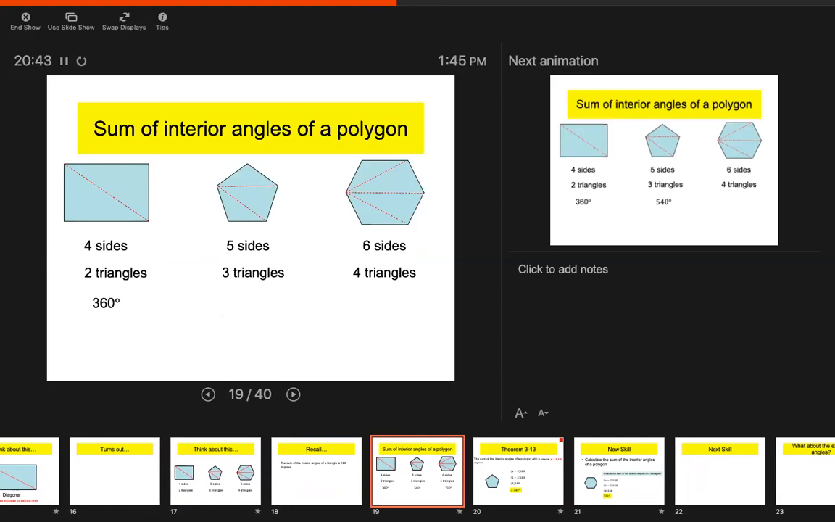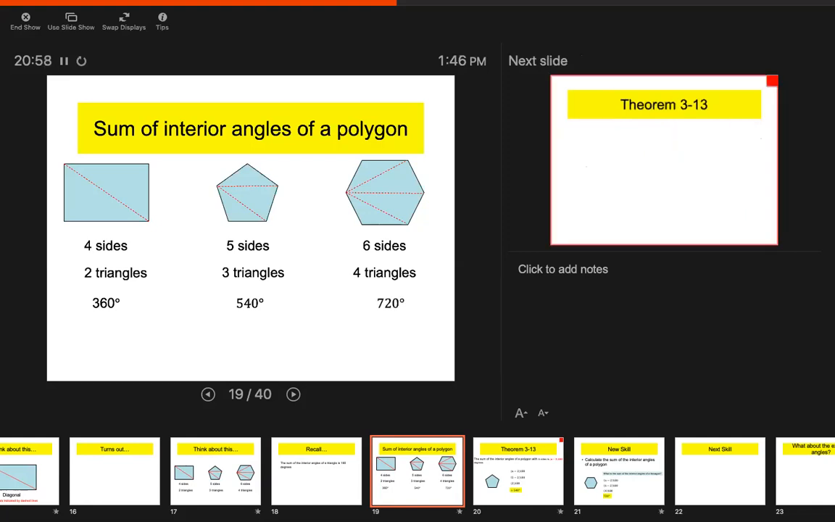There are 3 triangles, so it'd be 3 times 180, which is some number. Why do you have a calculator in front of you? Okay, 1 second. 540. You're supposed to be the smart class to figure that out. 720. All right, you see how we did that?